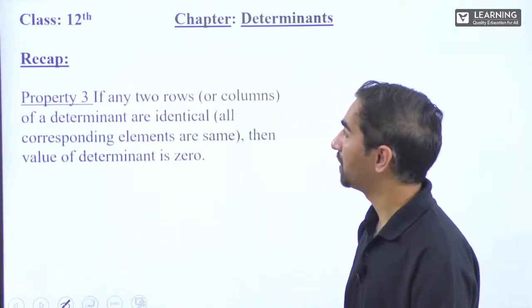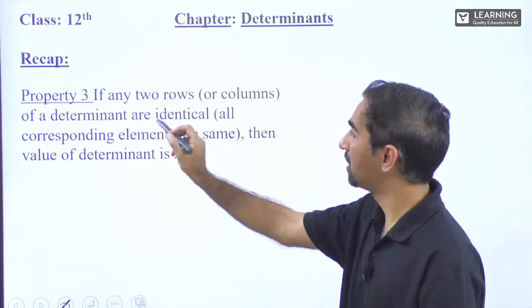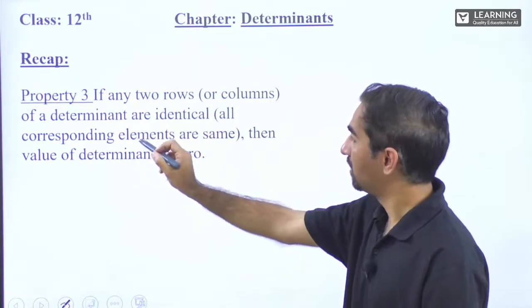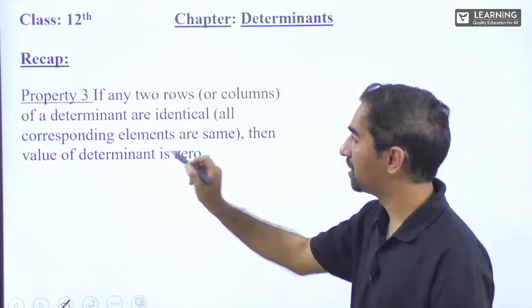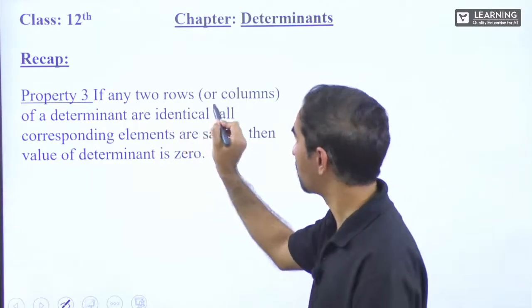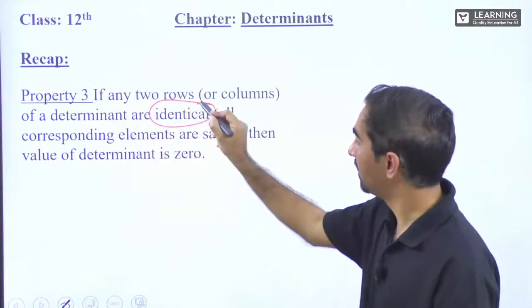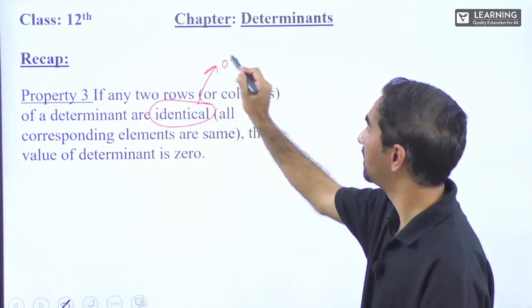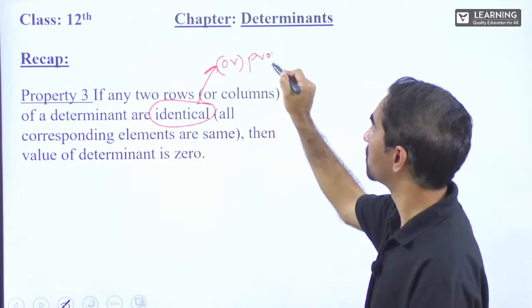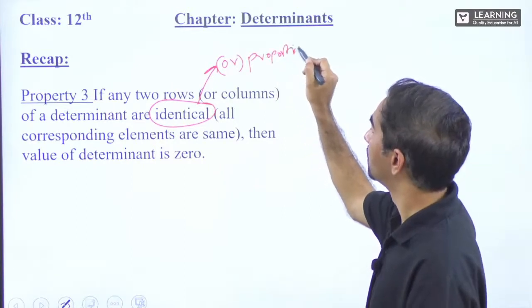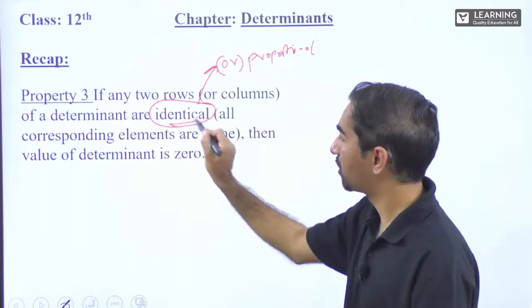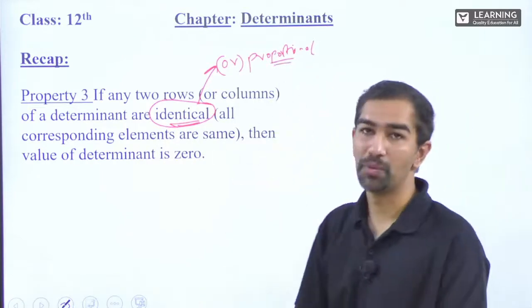Next, property 3: if any two rows of a determinant are identical, all the corresponding elements are the same, then the value of the determinant is 0. So students, there is one small addition here. In the textbook it is given as identical, or you can also add identical or proportional. So what is the meaning of proportional? Give an example for identical as well as one for proportional.